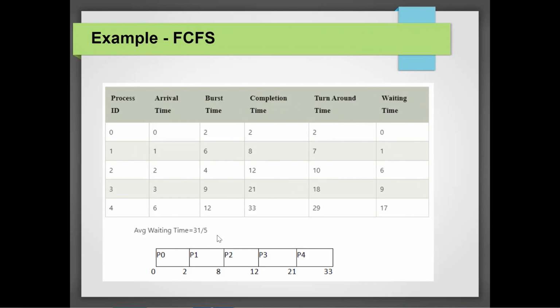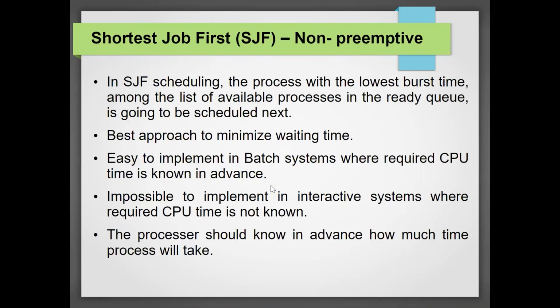The next algorithm we are going to see is the shortest job first algorithm. In SJF scheduling, the process with the lowest burst time among the available processes in the ready queue is scheduled next. So if I have 5 processes in the ready queue, I have to choose the one with the lowest burst time. It is easy to implement in a batch system, but this scheduling algorithm is impossible to implement in an interactive system where the required CPU time is not known.